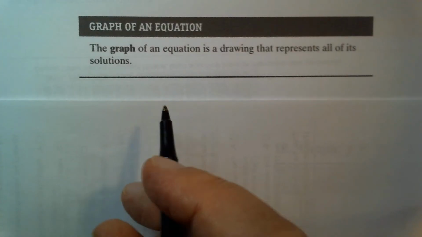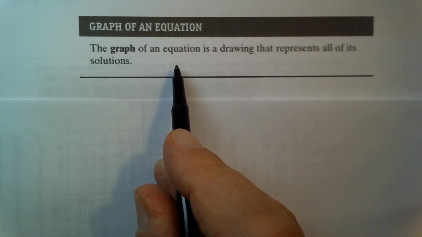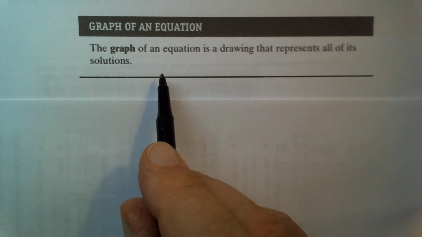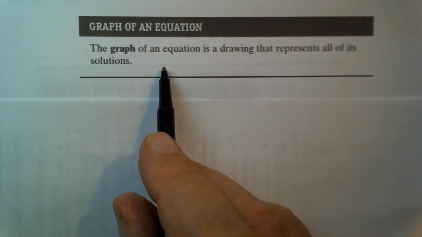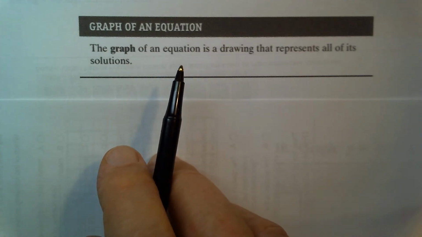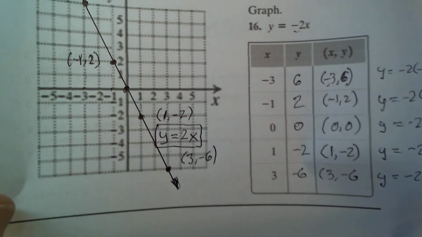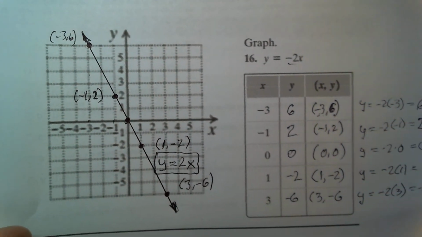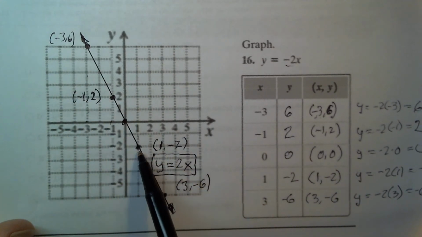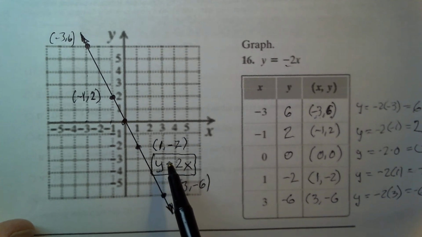Here's an important observation. The graph of an equation is a drawing that represents all of its solutions. So let's think about what that means. When we graphed the previous equation, we selected certain points and plotted them in the coordinate system. Of course, we could have picked any other point as well.